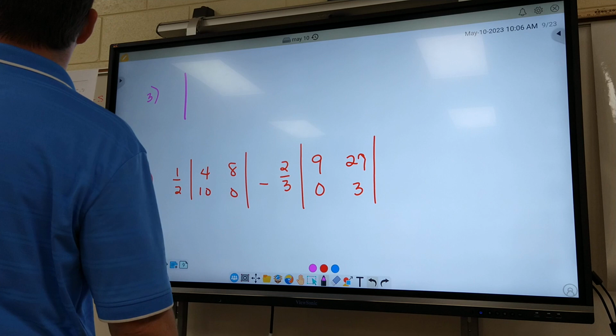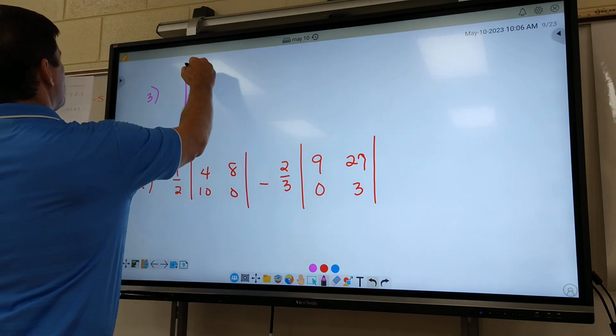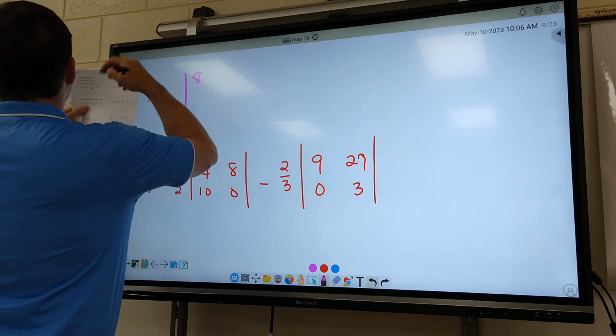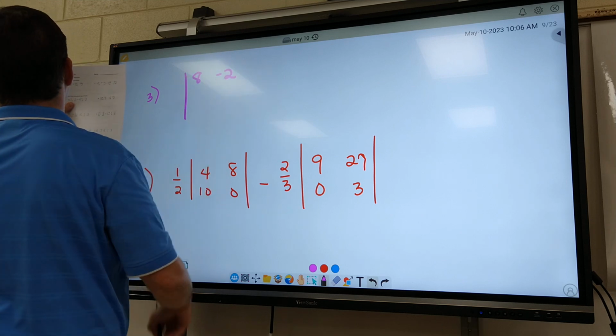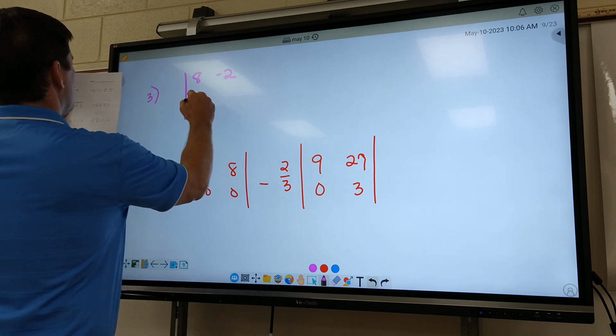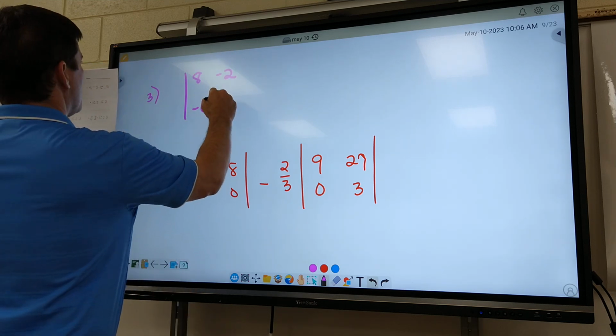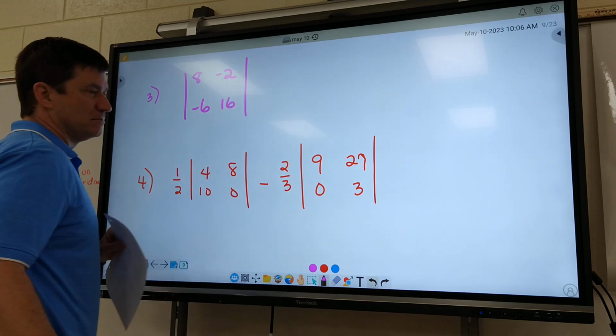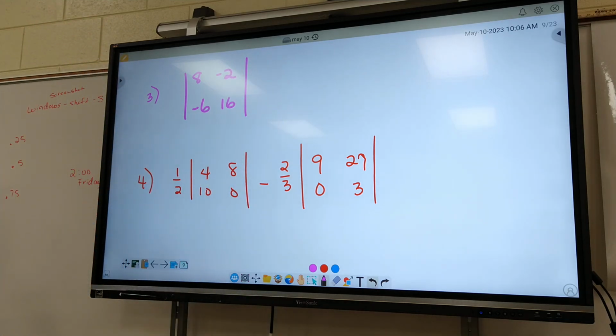Distribute everything in the first one by 2. So 2 times 4 gives me an 8. 2 times -1 gives me -2. 2 times 3 is 6. 2 times 8 is 16. Still leave it in a box.